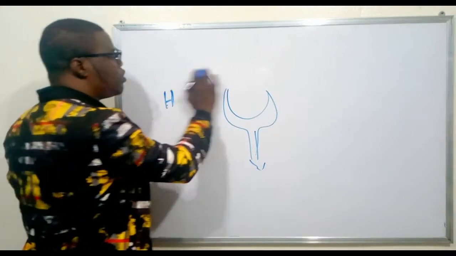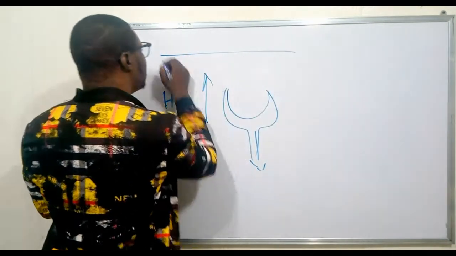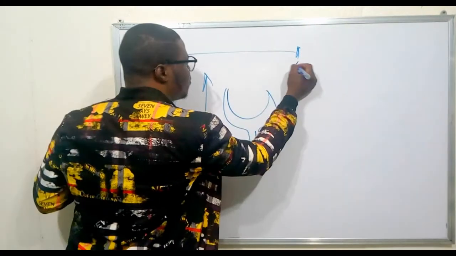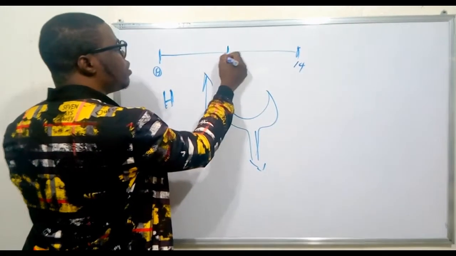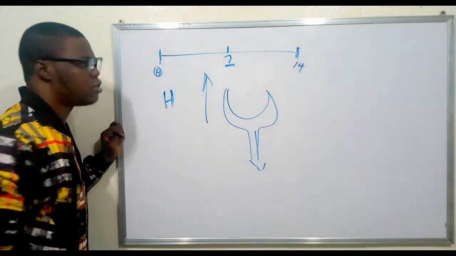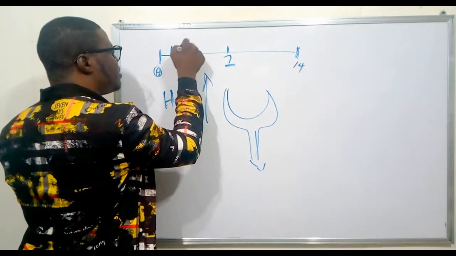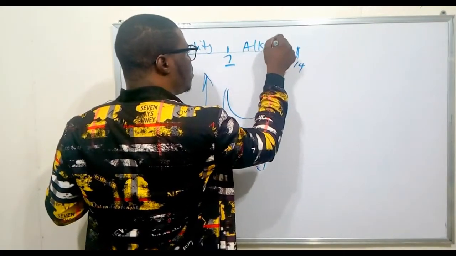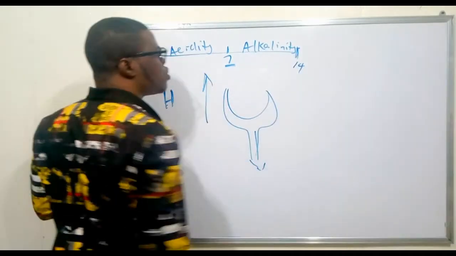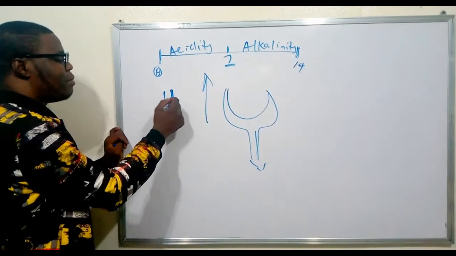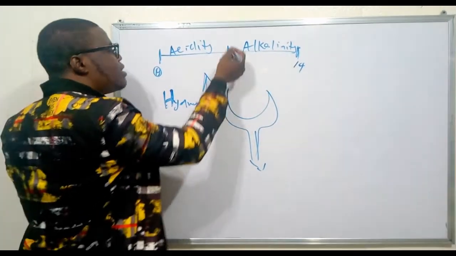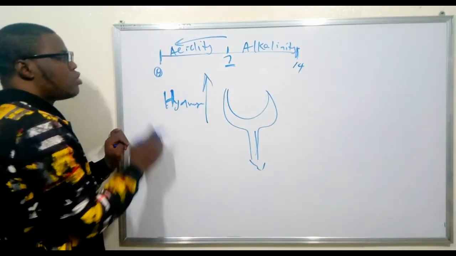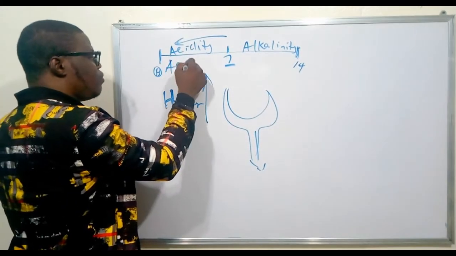And when hydrogen builds up within the body, the normal pH of the body, from our pH scale, we have from 0 to 14, with 7 being neutral. From 0 to 7 is acidity, and from 7 to 14 is alkalinity. So if there is an increase in the amount of hydrogen within the body, it is going to tilt the pH scale below 7, which means acidosis will come in.